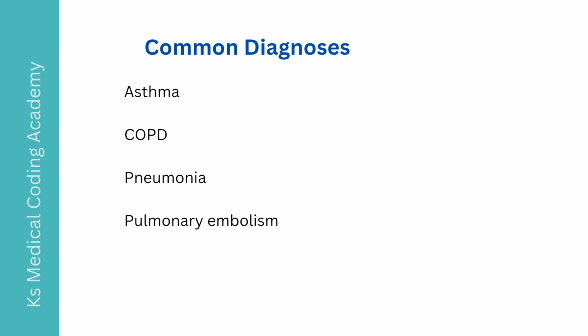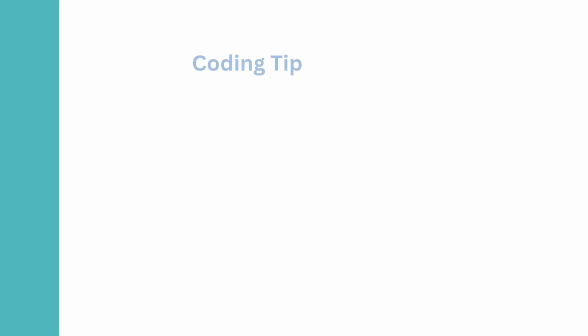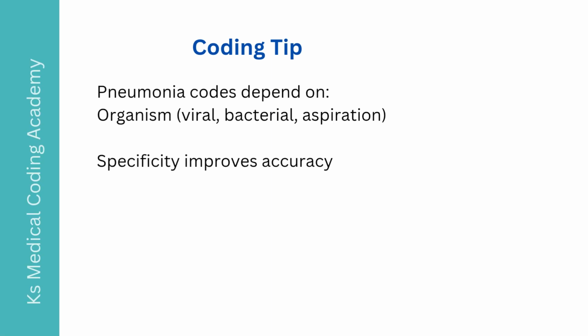Common diagnoses. Asthma, pneumonia, COPD, bronchitis, and pulmonary embolism are seen regularly in outpatient and inpatient encounters. Coding tip. Pneumonia coding requires the organism causing the infection. Coders must check whether the documentation mentions bacterial, viral, aspiration, or unspecified pneumonia.